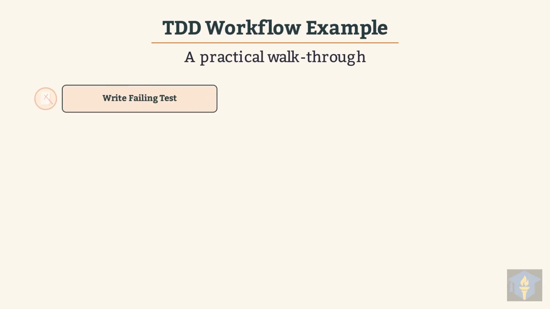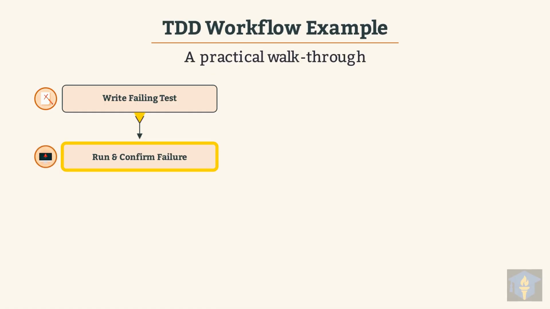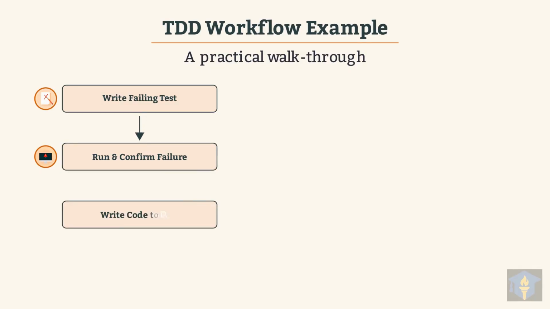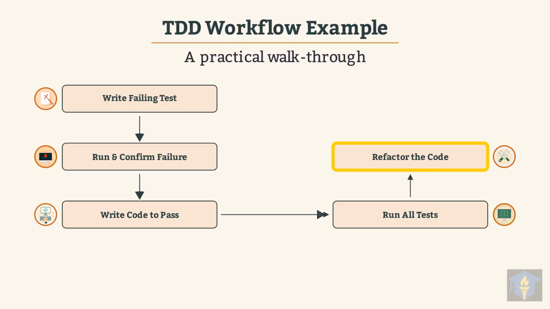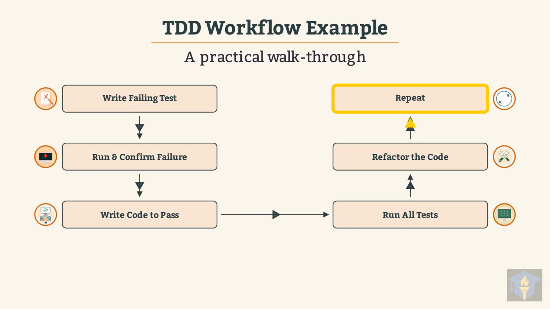The first step in TDD is to write a test that describes new functionality and is expected to fail. Next, run this new test and confirm it fails, ensuring the test is valid and the feature isn't built yet. Then, you write the minimal amount of production code required to make that newly written test pass successfully. After writing the code, run all your tests, including the new one, to ensure nothing else broke. Once all tests pass, you refactor your code to improve its structure and readability without altering behavior. Finally, you repeat this cycle for every new feature or bug fix, ensuring continuous quality and design.